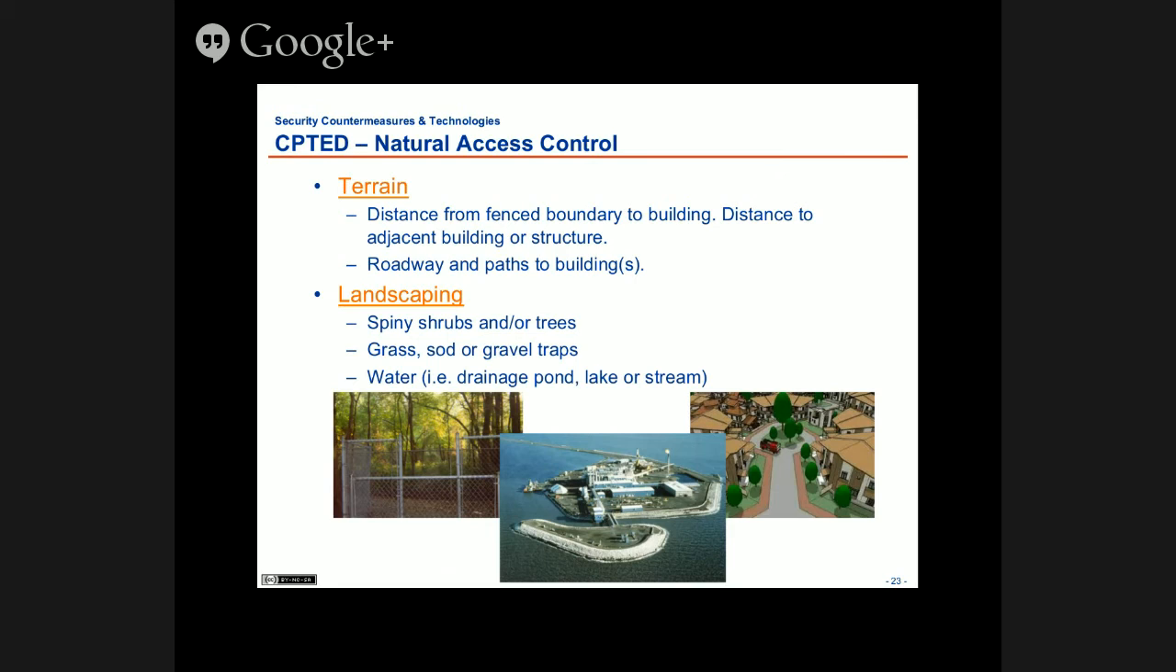Garage side or gravel traps. And then, of course, water, drainage pond, lake, or stream. So these are other items to think about as well in terms of landscaping.